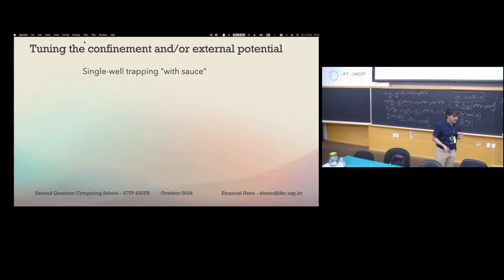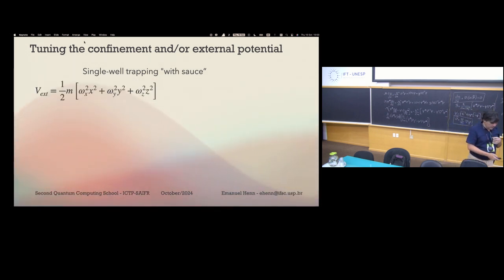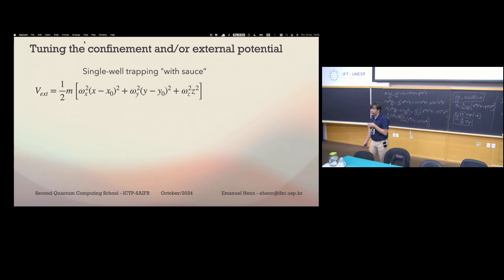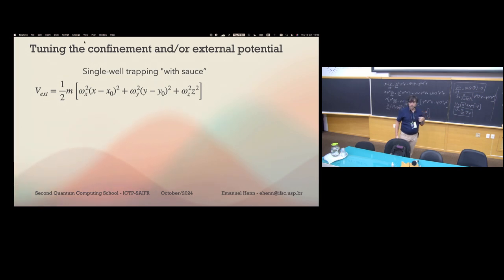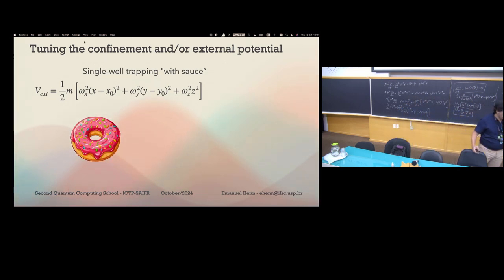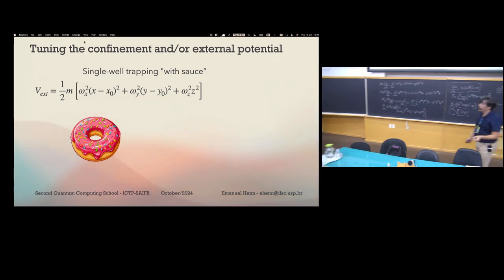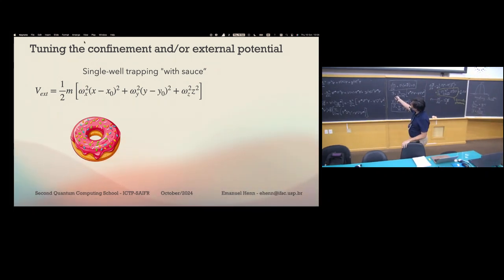But I can have a single well with a shifted center, in a different way. If I take my three-dimensional harmonic oscillator and do something like this, I shift the zero of the potential. What's this? This is a donut. And I can make a donut potential. And you see, this donut is a bit fat, but if I make it thin, this is a 1D system with periodic boundary conditions.